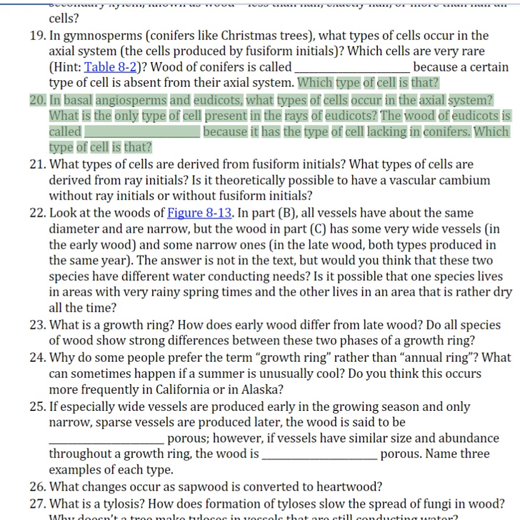20. In basal angiosperms and eudicots, what types of cells occur in the axial system? What is the only type of cell present in the rays of eudicots? The wood of eudicots is called hardwood because it has the type of cell lacking in conifers. Which type of cell is that?